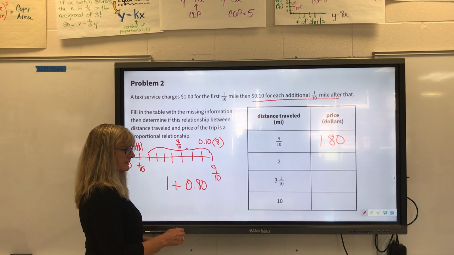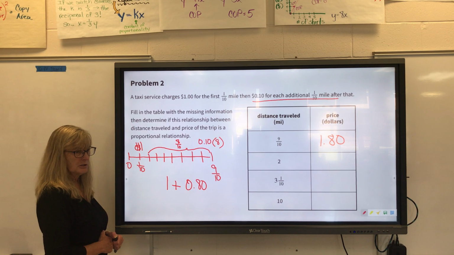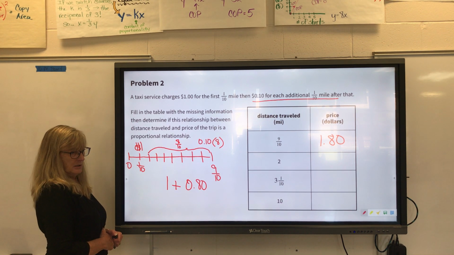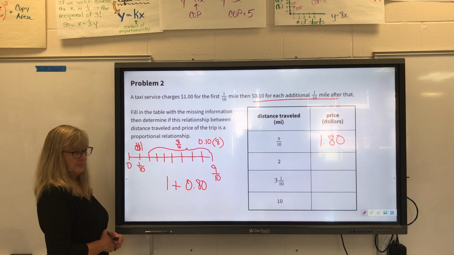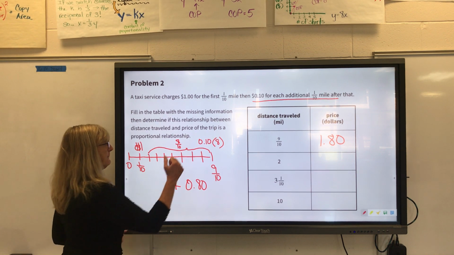All right, let's look at the next one. Do you want to take a screenshot of that so you got the picture? Who needs more time? Because I'm going to erase the picture. Okay.